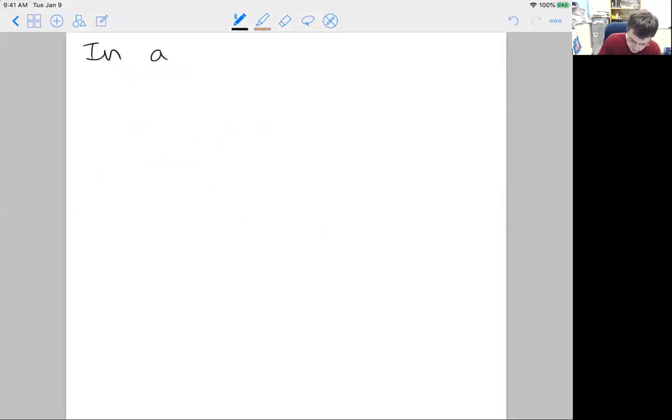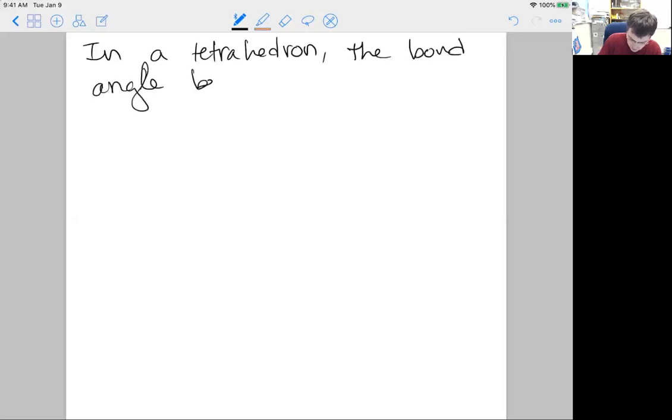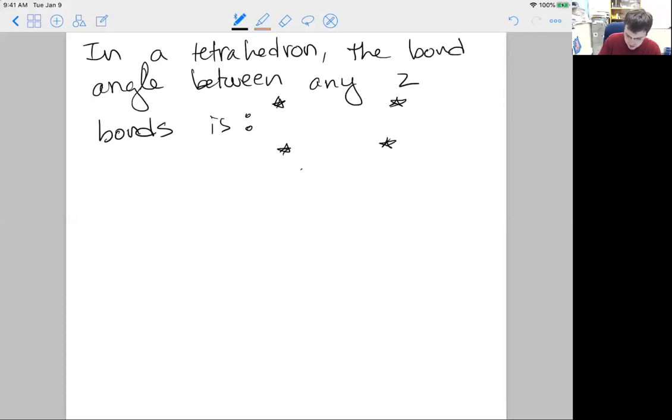In a tetrahedron, the bond angle between any 2 atoms, let's put any 2 bonds actually, because there's actually 3 atoms that make a bond. Any 2 bonds is 109.5. Know this number. Know this number.